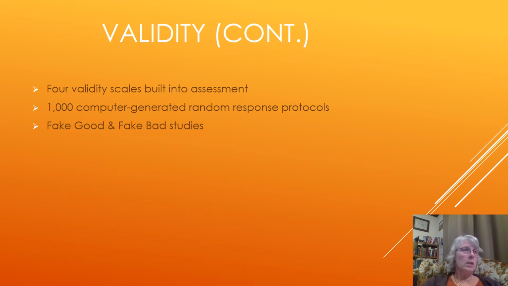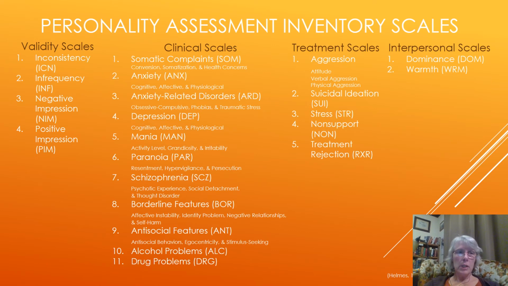With the assessment, there are 4 validity scales built in, and it underwent 1,000 computer-generated random response protocols. It also successfully underwent fake good and fake bad studies. The scales of the Personality Assessment Inventory include a validity scale, which includes inconsistency, infrequency, negative impressions, and positive impressions.